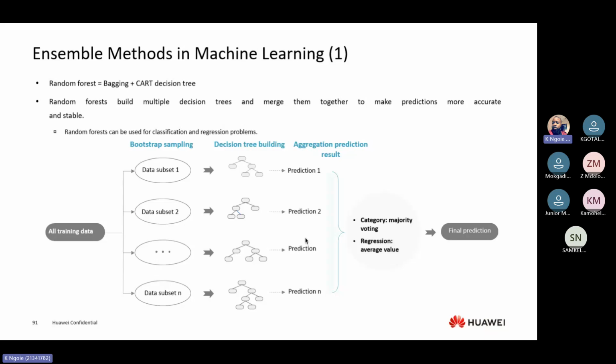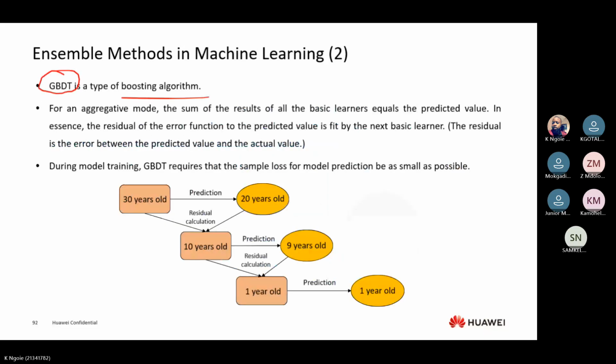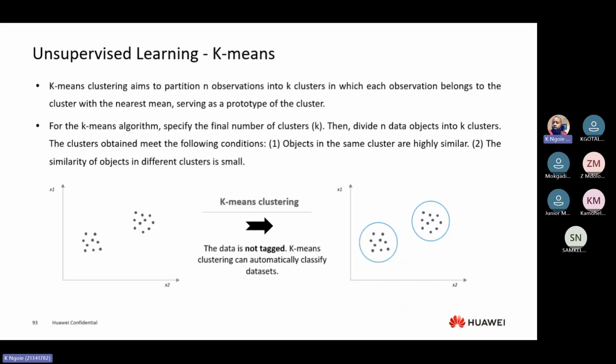To create a random forest, we need bagging and a CART decision tree. Remember we spoke about decision trees. If you take a CART decision tree plus a bagging method, you can obtain a random forest algorithm. And then GBDT is a type of boosting algorithm. It means whatever we get as the prediction of the first model affects the second one, which affects the third one. So we basically create a model like that.